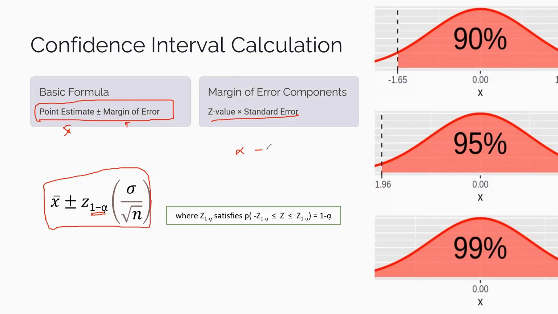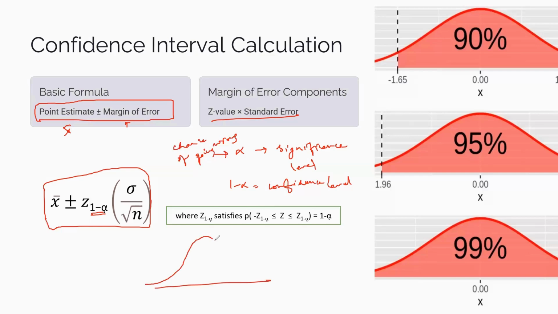Now the alpha is called the significance level. 1 minus alpha represents the confidence level. Significance level means the chance probability, okay? This is the chance of going wrong. That means the portion outside the 95% area. That is given by alpha.